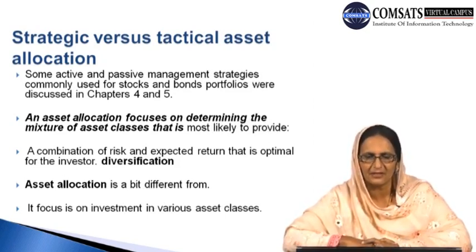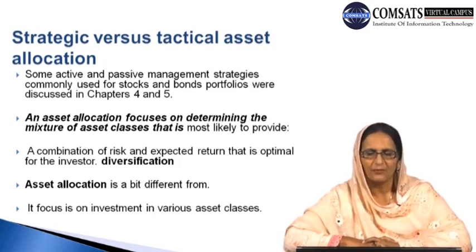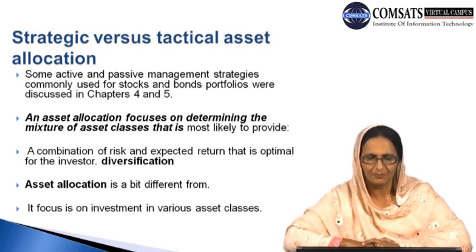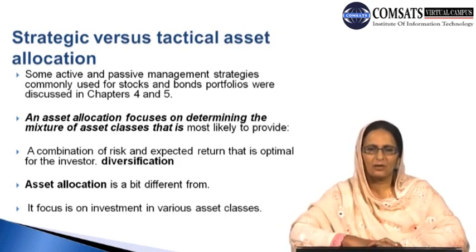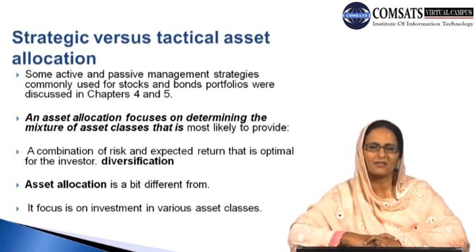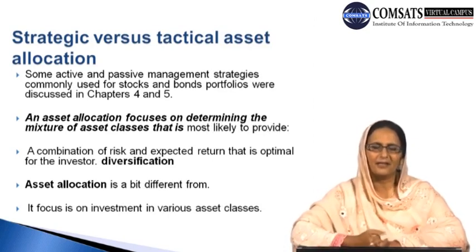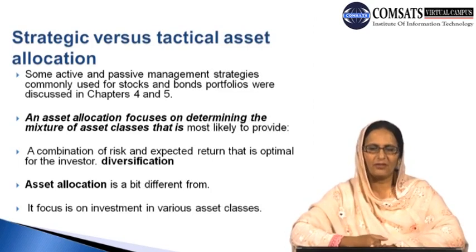Some active and passive management strategies commonly used for stock and bond portfolios were discussed in chapters 4 and 5. Asset allocation focuses on determining the mixture of asset classes that is most likely to provide a combination of risk and expected return that is optimal for the investor. That is about the diversification of the portfolio. So we can say that asset allocation focuses on determining the mixing of asset classes, particularly with reference to strategic versus tactical asset allocation. In asset allocation we have a number of different features.